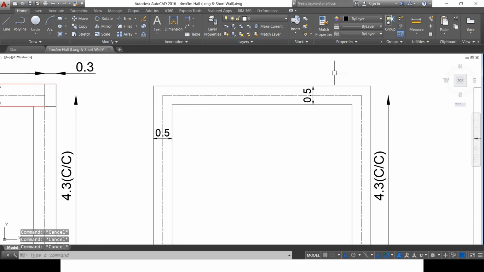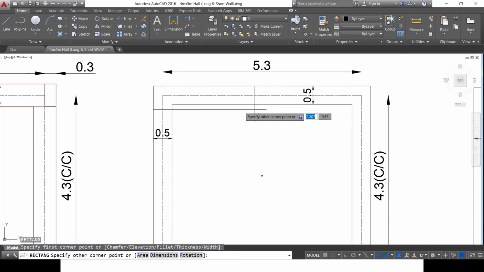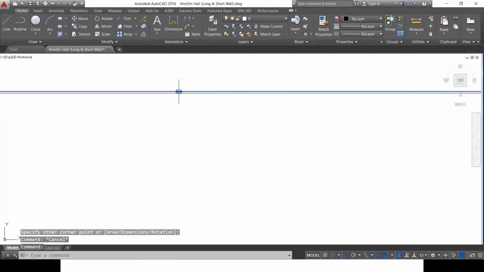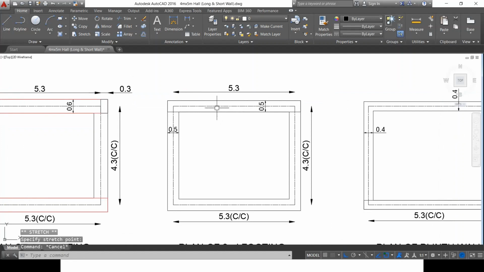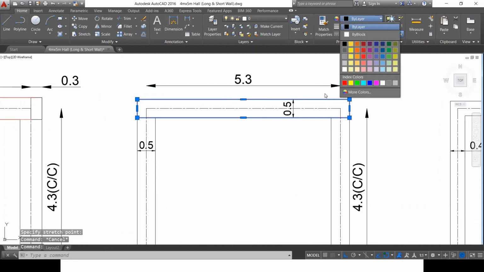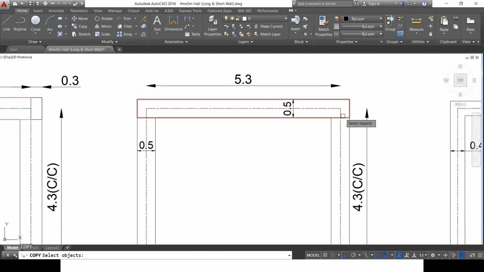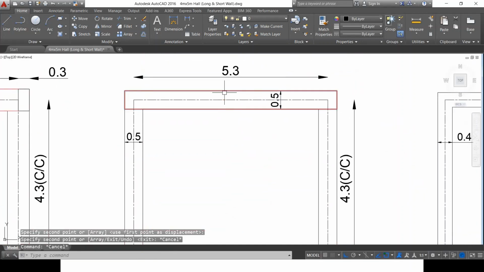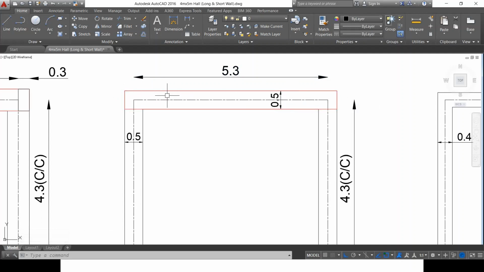Now again, as discussed in the previous case, the center to center distance is 5.3 meter. I'm just going to mark a rectangle here. I marked a rectangle, and I'm going to highlight it by red color. Now I just need to calculate the area of this rectangle. How to calculate the area of this rectangle? 5.3 meter is the center to center distance, but I want the end to end distance, total length multiplied by total width.